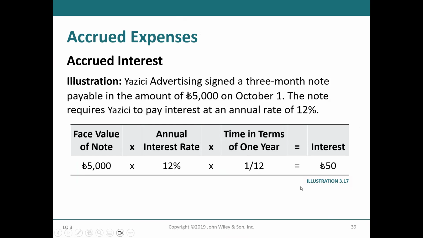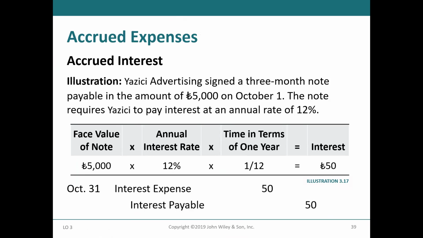So the journal entry is that we're going to debit interest expense 50 and credit interest payable 50, because we already borrowed for 1 month. So the interest expense is already incurred. It's already happened, but we haven't paid money yet. So we credit interest payable.